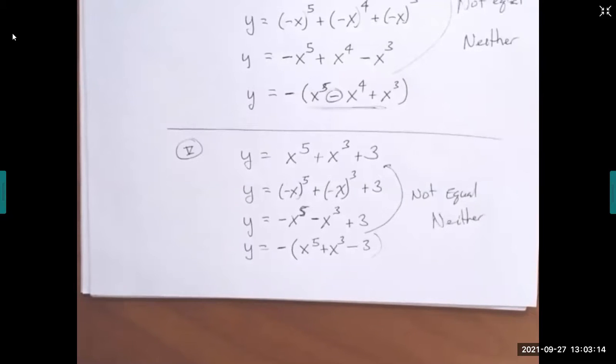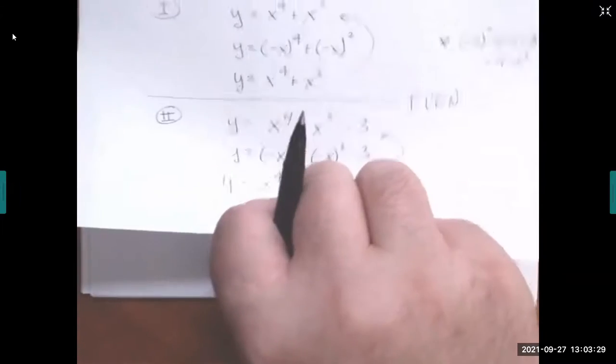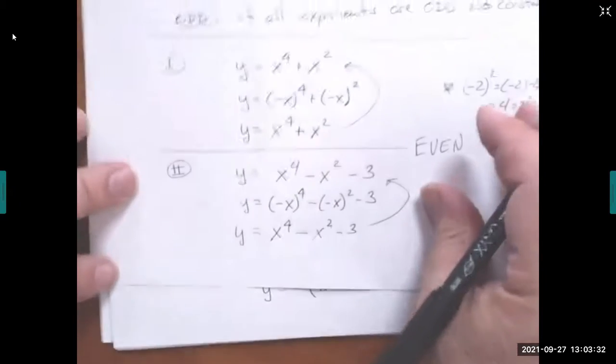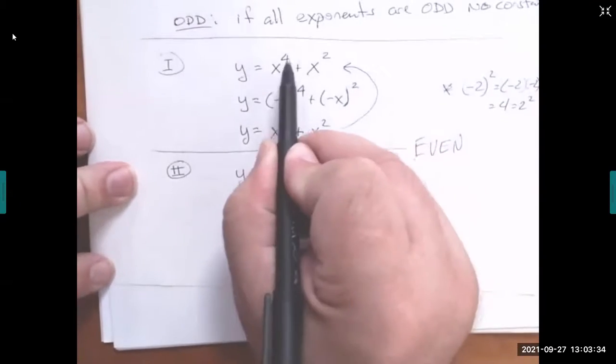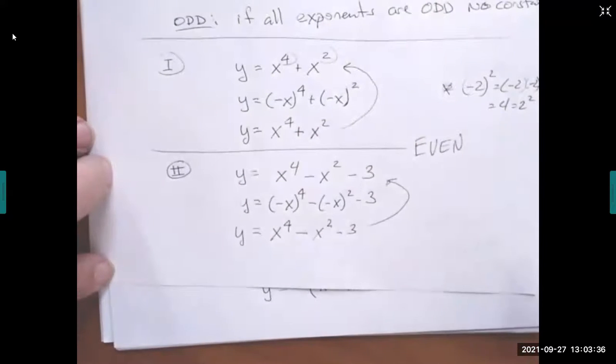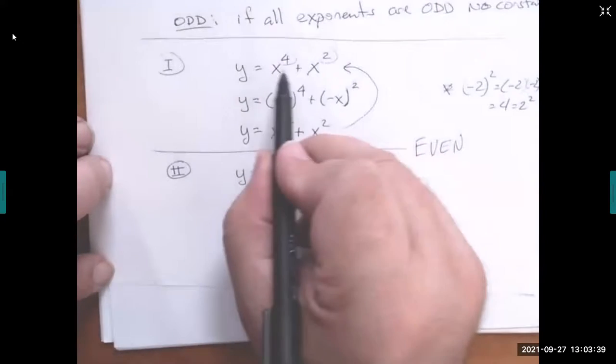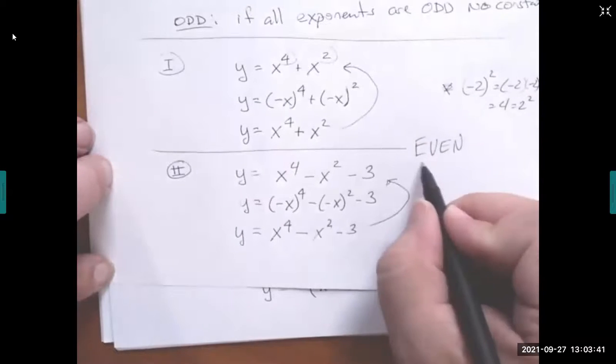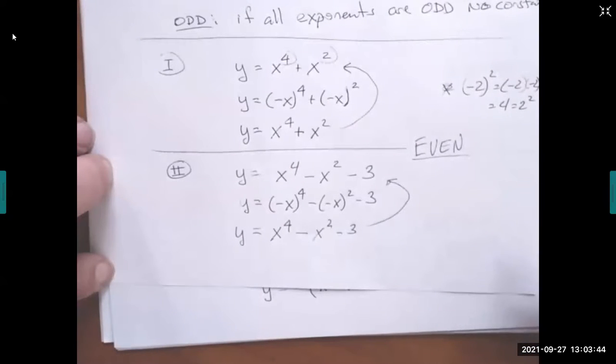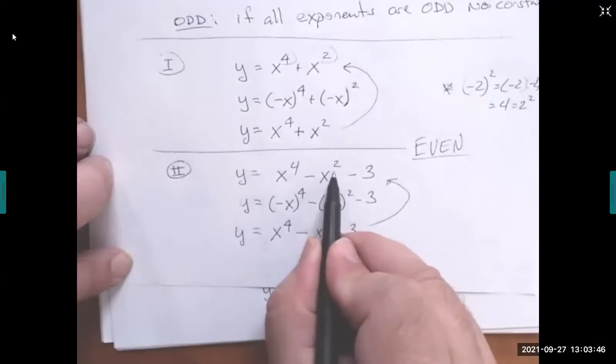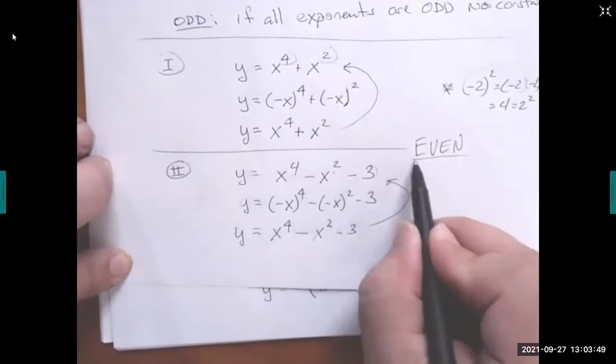Okay, so let's recap those last 5 examples I did, and let's look for a pattern. Are we finished catching up? In this first one, we only had even exponents. If all of the exponents are even, then it's an even function. If all the exponents are even and you have a constant, it's still even.